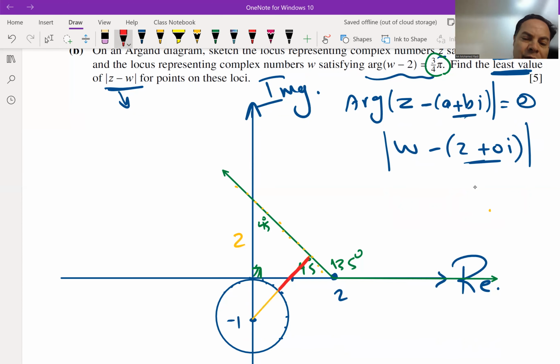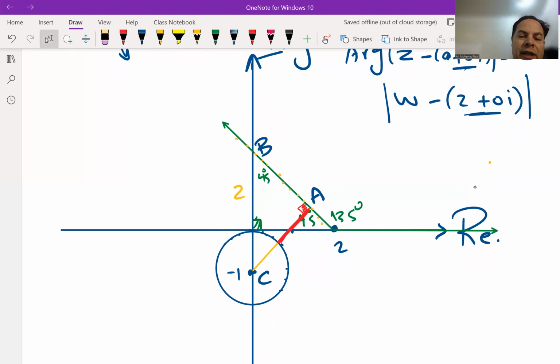So you have to find the perpendicular distance. You have to find this length, the red one. Let's say we name this point A, this point B, and this point C. By looking at triangle ABC, it's an isosceles triangle because this angle is 45 degrees. This angle is 90, so this angle also will be 45 degrees. So this side is 3.